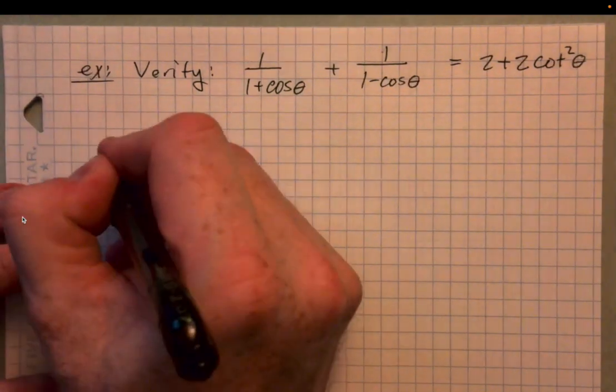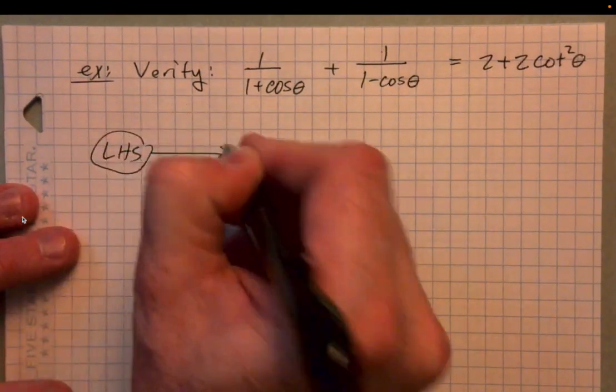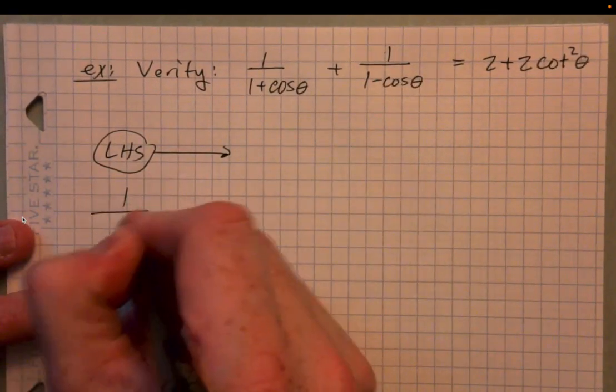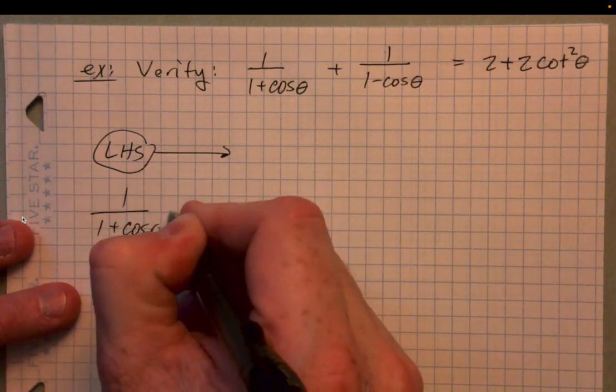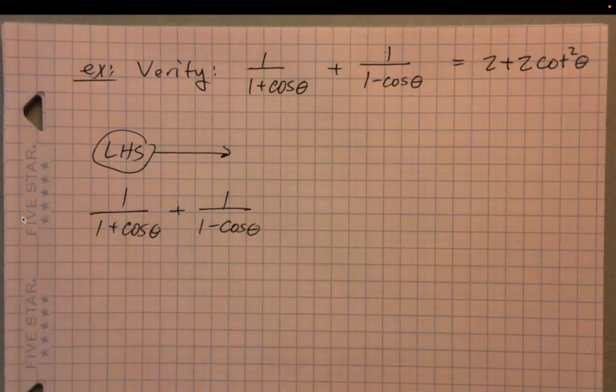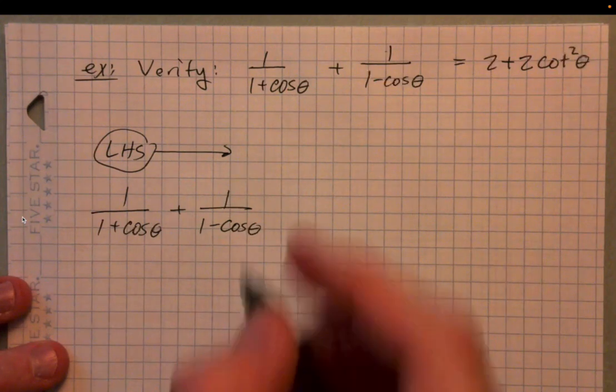Okay, and so I'm going to first start with the left-hand side, and I'm going to derive towards the right. So that means I'm going to start with this piece. I've got 1 over 1 plus cos theta plus 1 over 1 minus cos theta. And what I'm going to do is get a common denominator. If you look two examples back, this is basically the idea of combining the terms by getting a common denominator. So I'm going to multiply the denominators together to get the expression that I want.